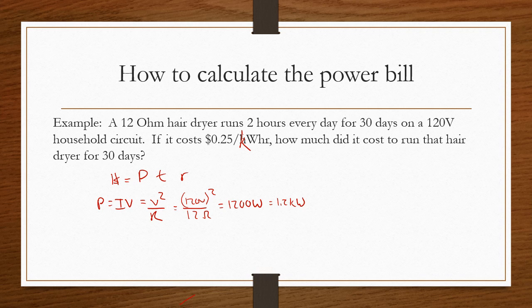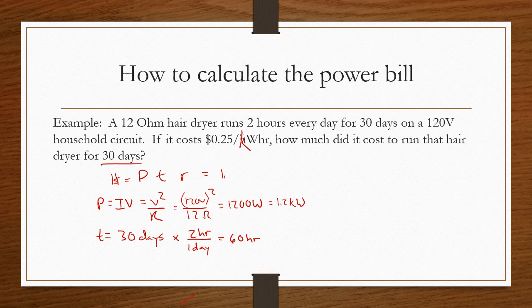Just like all our other metric units, we can just move the decimal point around and get to the right settings there. The time needs to be in hours. Here we're running this for 30 days. That's not hours, so we need to turn that into hours. Each day for this hair dryer is only 2 hours long. It is not a 24-hour day. It is a 2-hour day. So 30 days times 2 hours a day means we're going to be running it for 60 hours in a month. And then we were given the rate.